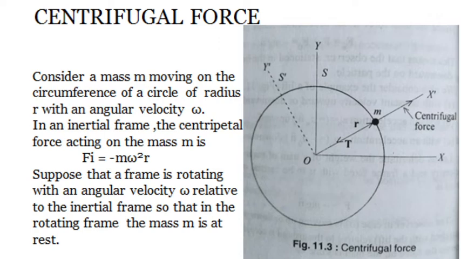So in the case of the second frame, in the case of the rotating frame, this particle is in a state of rest. So we know that this stone is rotating, or this particle is moving in a circular direction, but in the case of the rotating frame, this mass m is at a state of rest. Okay, but in the case of the inertial frame, it is moving on the circumference of a circle, but in the second frame, in the rotating frame, this mass is at a state of rest.